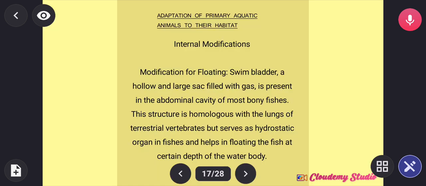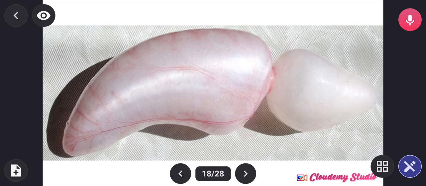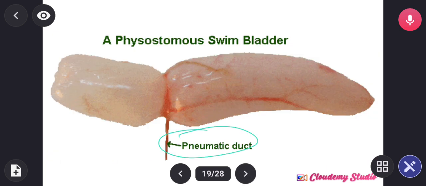Now, let us proceed. The next one is modification for floating. And what they modify for floating is the swim bladder. How does the swim bladder look? It is a hollow and large sac filled with gas, and it is present in the abdominal cavity of most bony fishes. And this is how a swim bladder looks. It is filled with gases. And what is here? Can you see what is here? It is called the pneumatic duct. You understand? It's called the pneumatic duct. This is it here. Can you see the pneumatic duct?